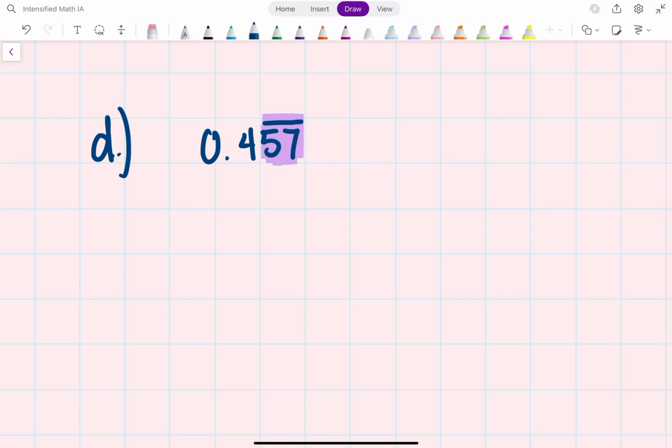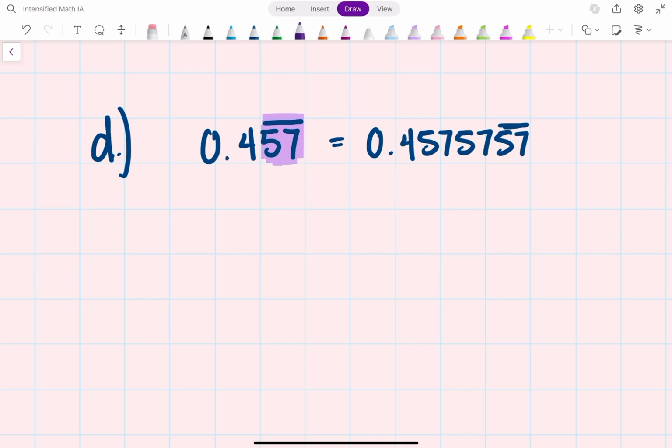Once again, what this means is that I have 0.45757, 57, right? And it just keeps on going. At the end, it'll probably round off and give me like a 6 or an 8, maybe. Really just depends which number we start at. But this is what we're trying to do, right? We're trying to convert this repeating decimal into a fraction.